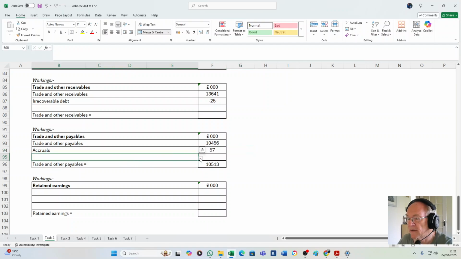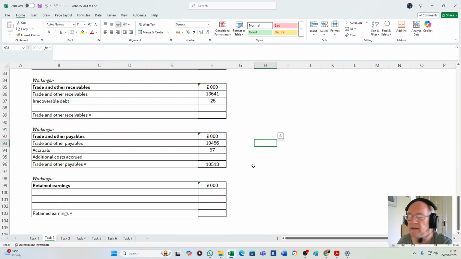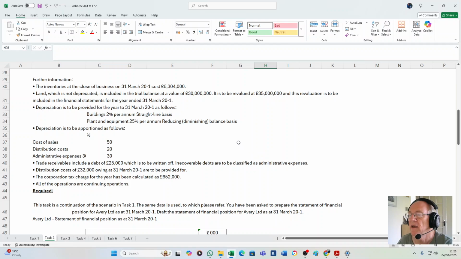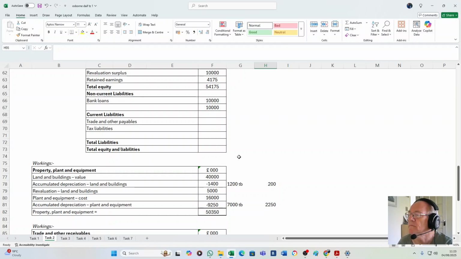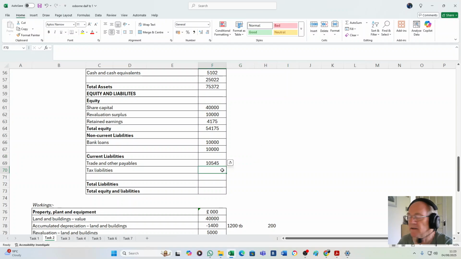And then we've also got an end of year adjustment, which again I can imagine that one being easily forgotten. So that was the 32, going back to the notes here about the distribution costs. So that now gives us our figure for our trade and other payables. Quite easy to miss, and the tax liability in this case is just a trial balance figure.